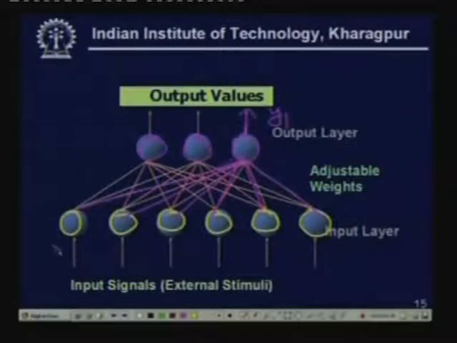Let us say y1. This is input x1, this is x2, this is x3, this is x4, this is x5 and x6. And corresponding to these 6 inputs, there are these 6 arcs which feed into the output unit, and the output of this unit is y1. There are weights on these arcs, w1, w2, w3 and so on. Now, these weights can be adjusted to learn a given function.